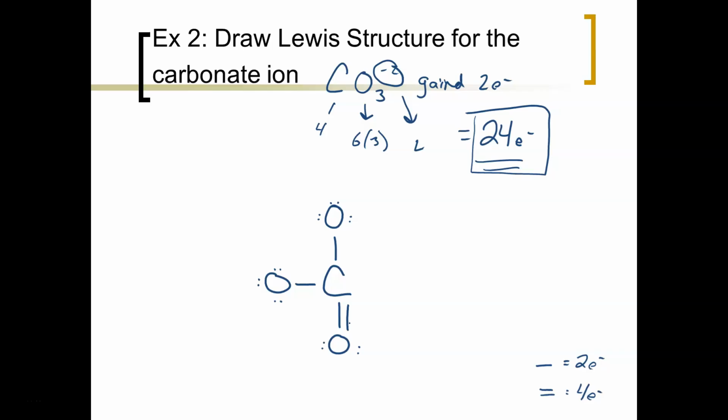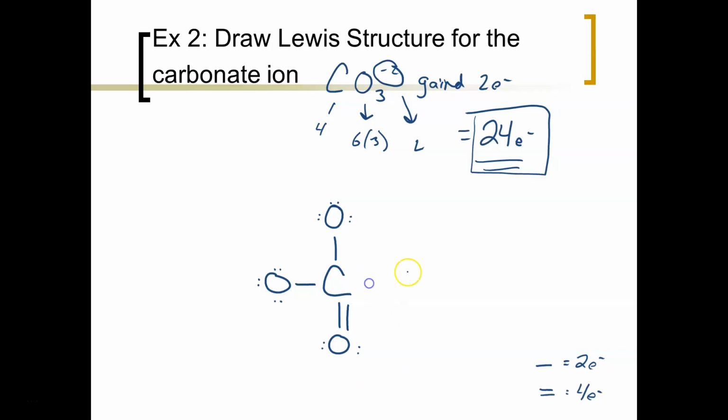Let's double check everything. Let's count our electrons. We have 2, 4, 6, 8, 10, 12, 14, 16, 18, 20, 22, 24. Perfect. I need 24. Oxygen up top has an octet. We're good to go. Oxygen on the left, octet. Good to go. Carbon in the middle, 2, 4, 6, 8. Good to go. And the oxygen on the bottom, 2, 4, 6, 8. Good to go. So everything has 8 valence electrons here. Everything has an octet. Everything looks perfect. So now we are done with that example.